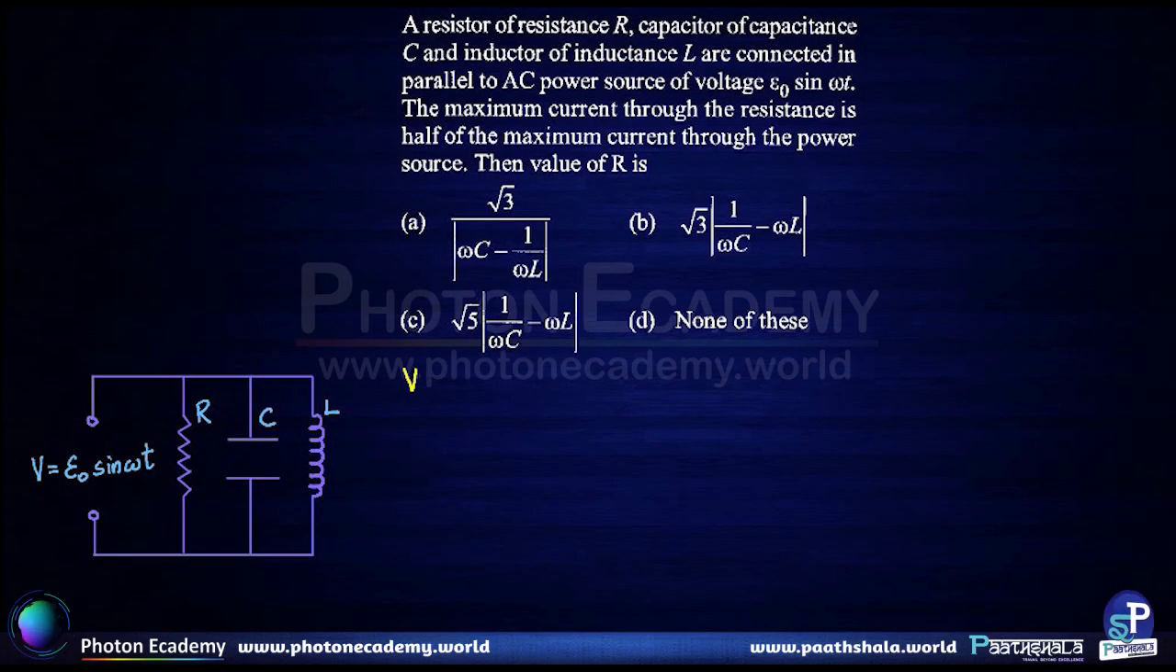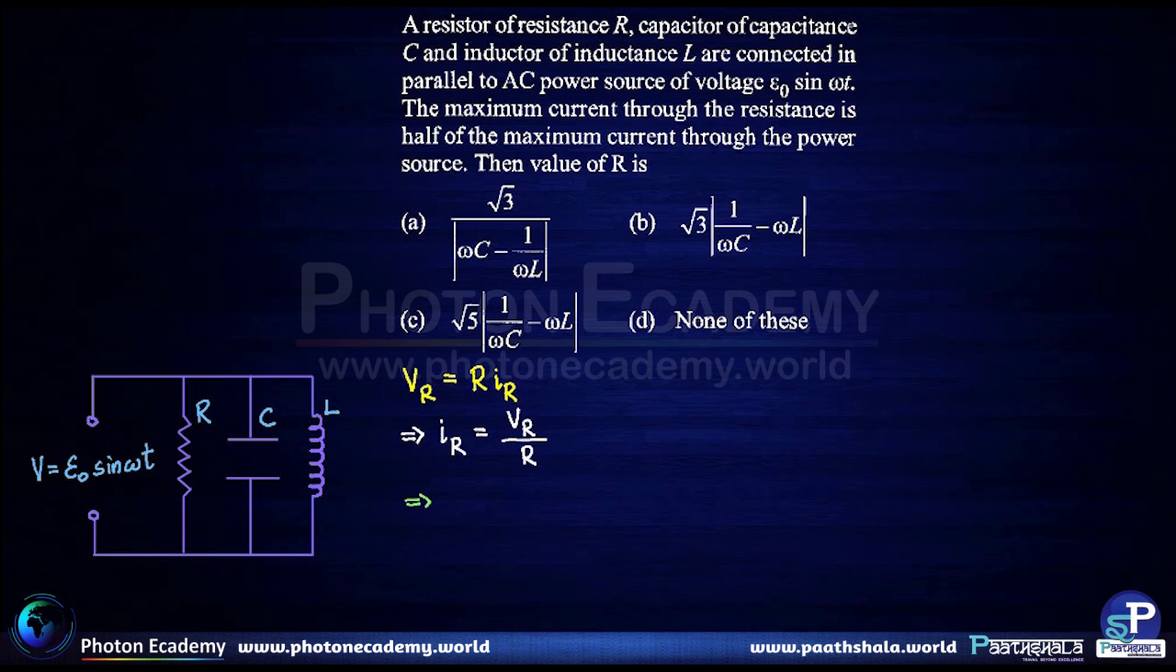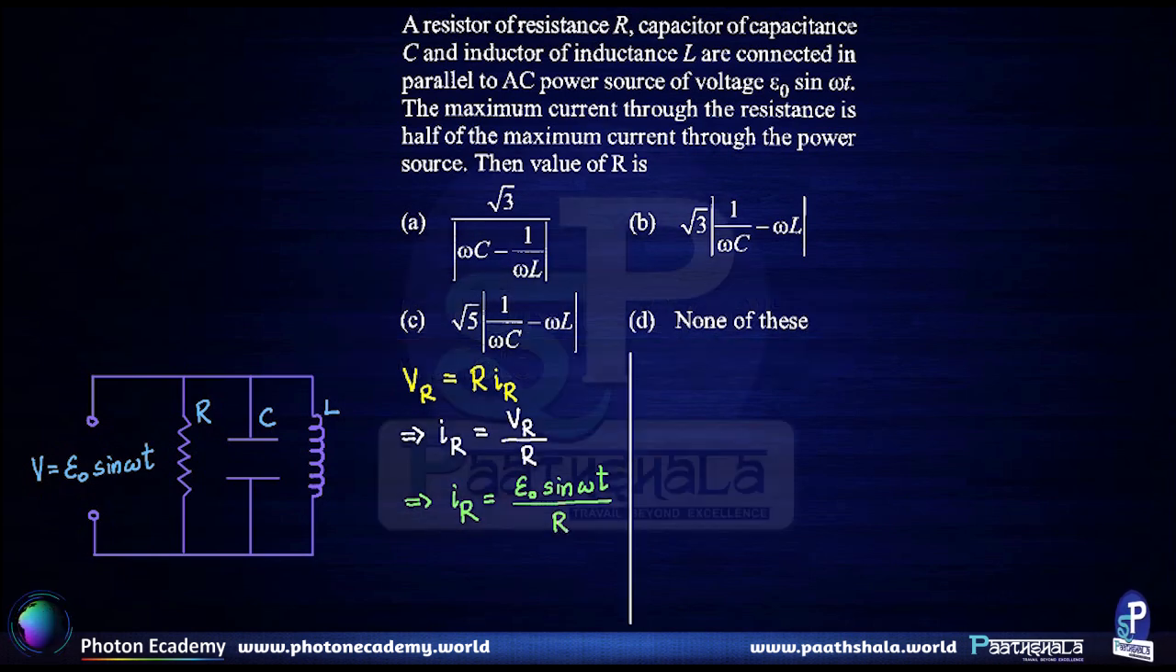We have the potential difference across a resistor is equal to the value of the resistance multiplied by the current flowing through the resistor. Therefore, the current flowing through the resistor is just the potential difference across it divided by the value of the resistance. And hence we have IR is equal to epsilon naught sine omega t divided by R.